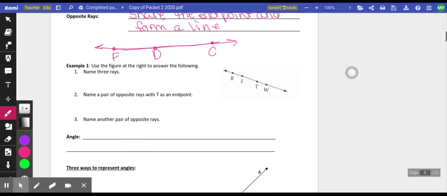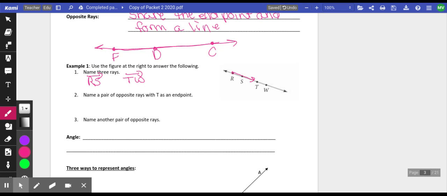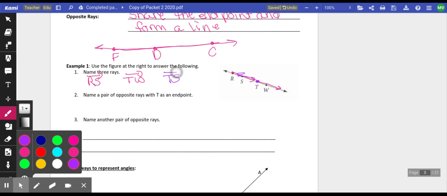So here's our example. Example 1: use the figure to the right to name 3 rays. I can name a lot of rays there. I can name ray RS, which starts at R and goes to the right. I can name ray TW, which starts at T and goes to the right. I could also name ray TS, which starts at T but goes to the left. There are many rays there.